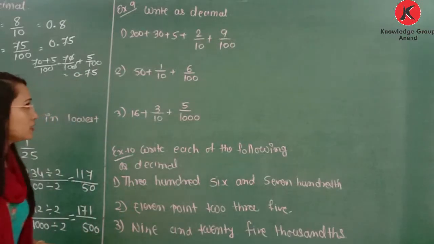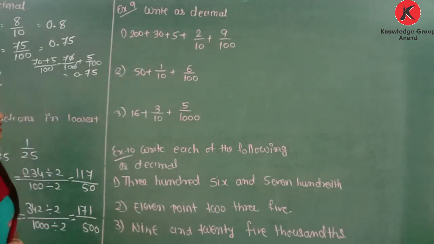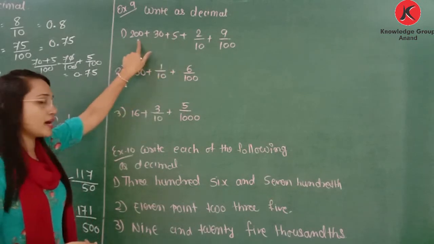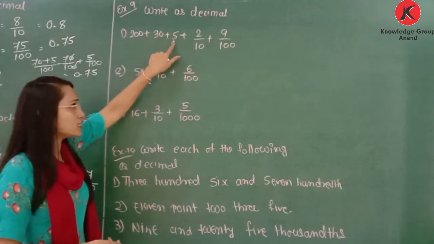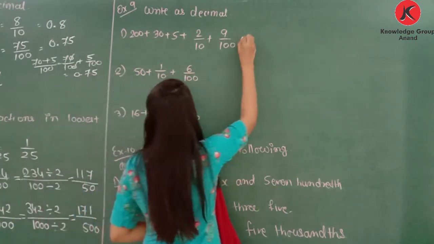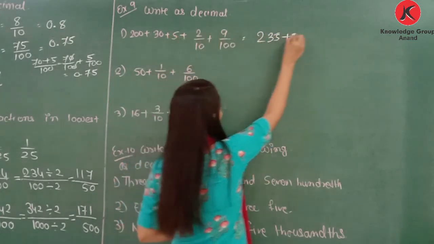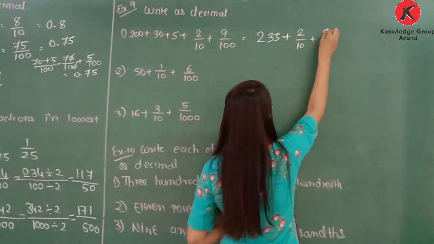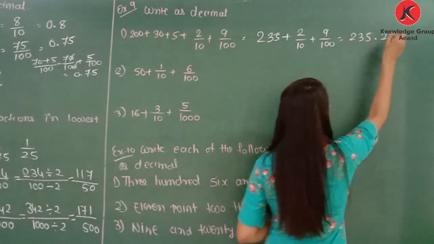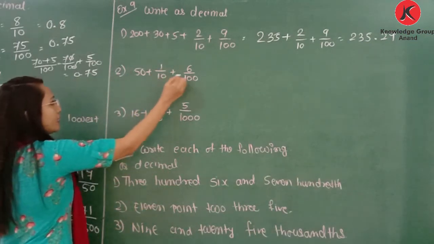Now example 9. Write as a decimal. Expanded form is given. You need to write the decimal form. So here 200 plus 30 plus 5. So 200 is at the 100s place, then the 10s place, then the 1st place, then the 10th place, 100th place. So we can write as a decimal 235. Add this 230 plus 5. Then 2 by 10, 9 by 100. So it is 235.29.